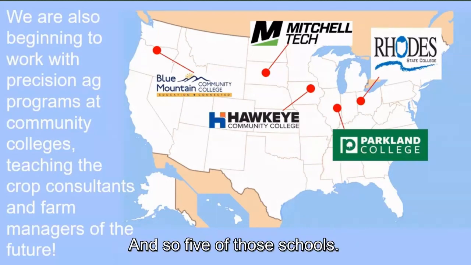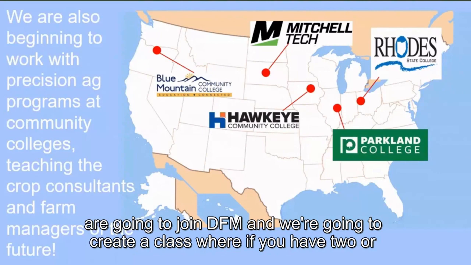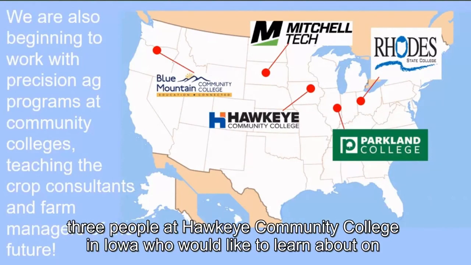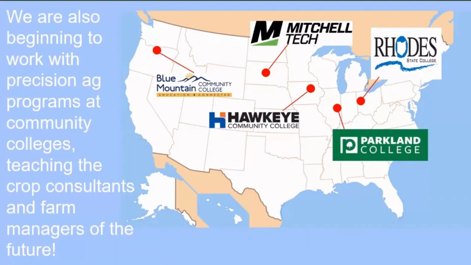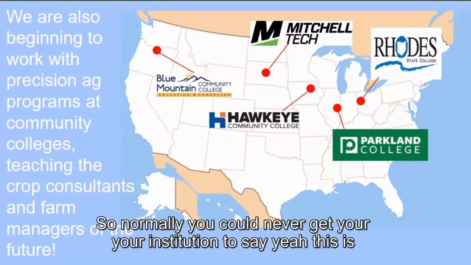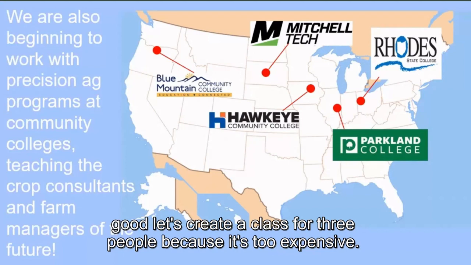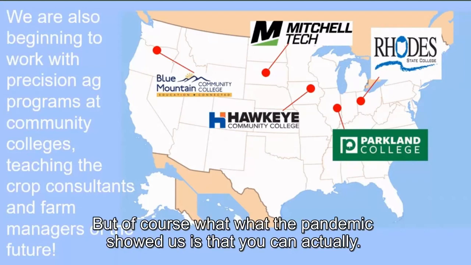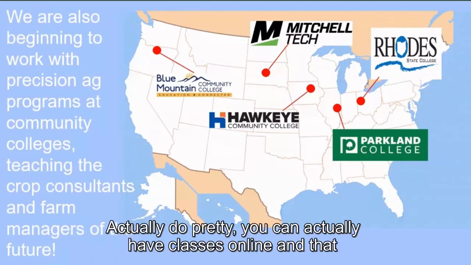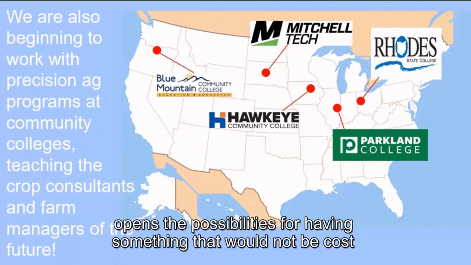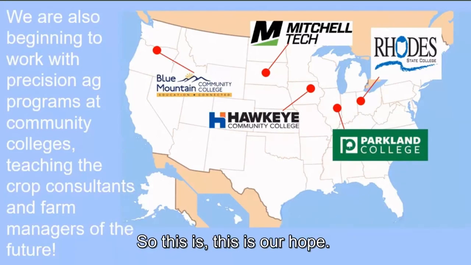And so 5 of those schools are going to join DIFM, and we're going to create a class where if you have 2 or 3 people at Hawkeye Community College in Iowa who would like to learn about on-farm precision experimentation, they can take this class, which is taught by 5 different professors, and do it virtually. So normally you could never get your institution to say, yeah, this is good, let's create a class for 3 people, because it's just too expensive. But of course, what the pandemic showed us is that you can actually have classes online, and that opens the possibilities for having something that would not be cost effective become cost effective. So this is our hope.